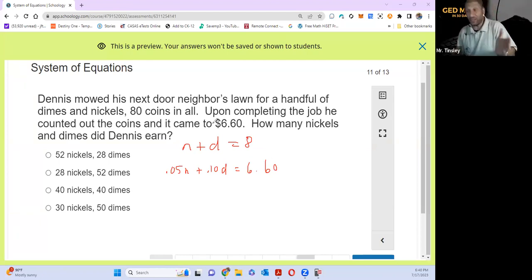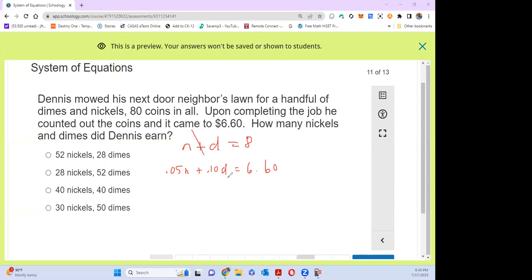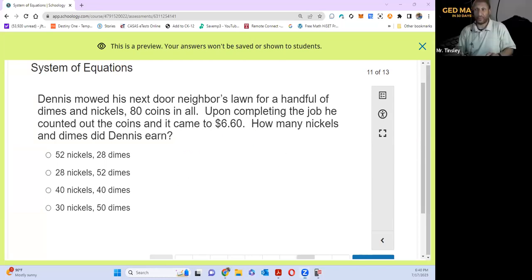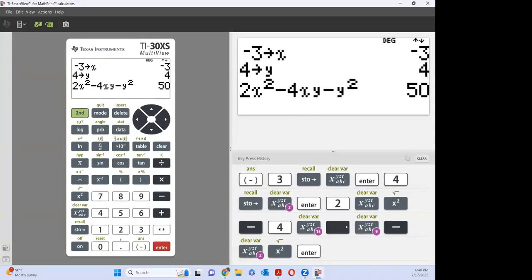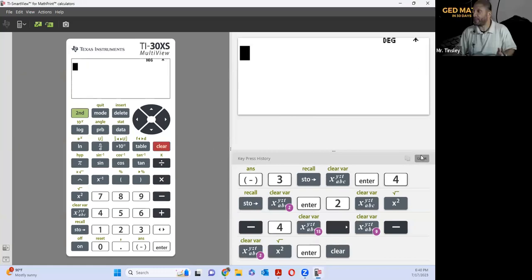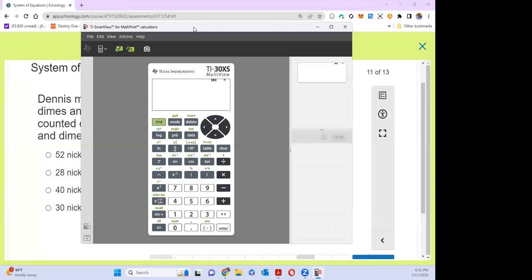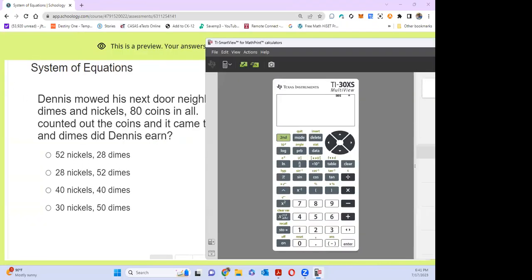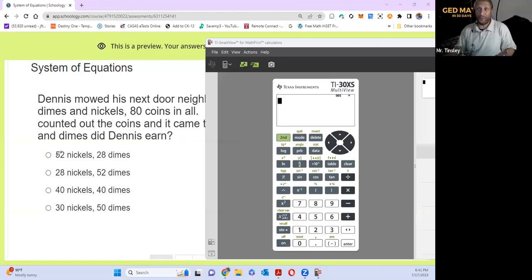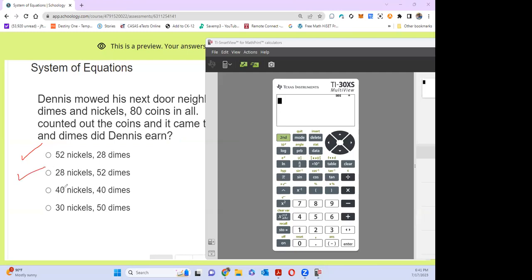I'm not saying you can't do it that way, because algebraically, this is what they want you to do. What I'm telling you is skip this way. What you're going to do is take each of these multiple choice answers and plug them in using the calculator. First, we need to know that you need 80 coins. So 52 and 28, 80 coins. 28 and 52, 80 coins. 40 and 40, 80 coins. 30 and 50 is 80.